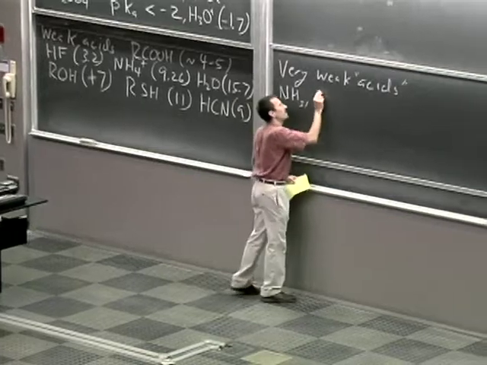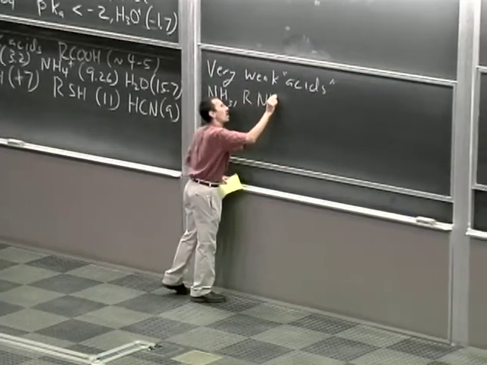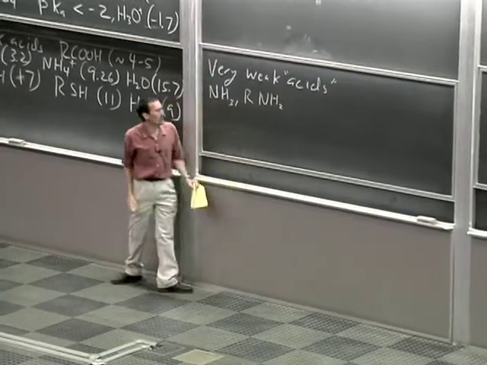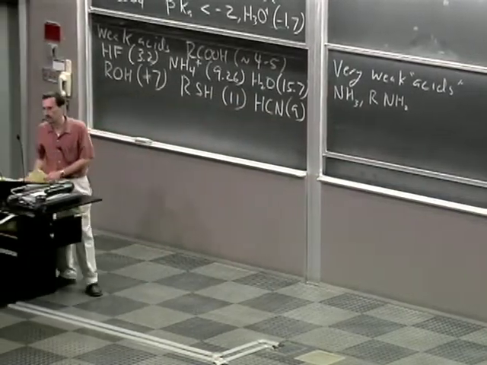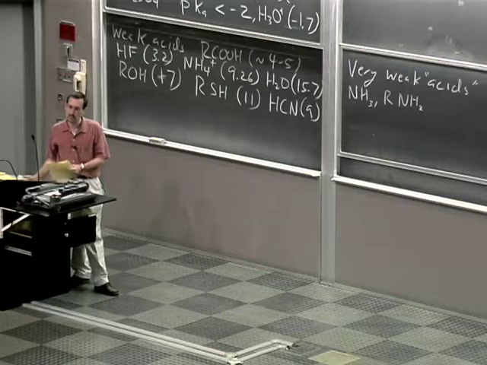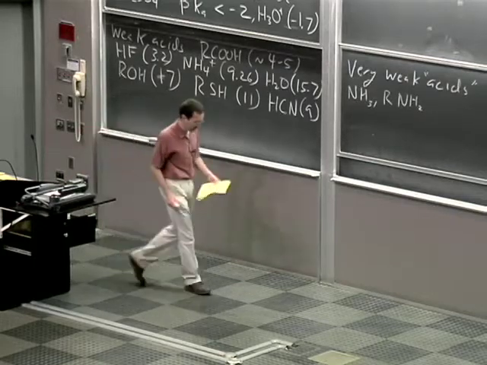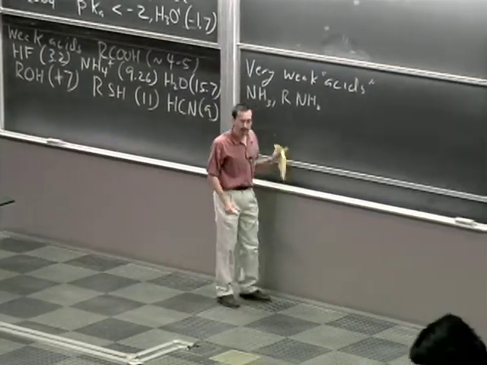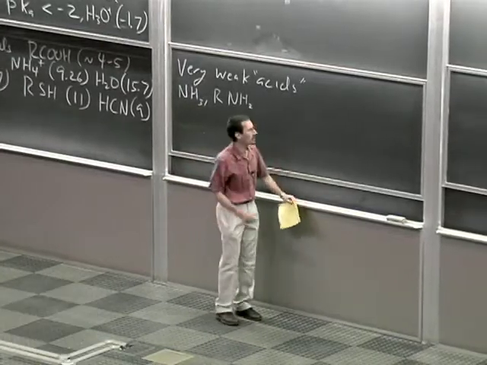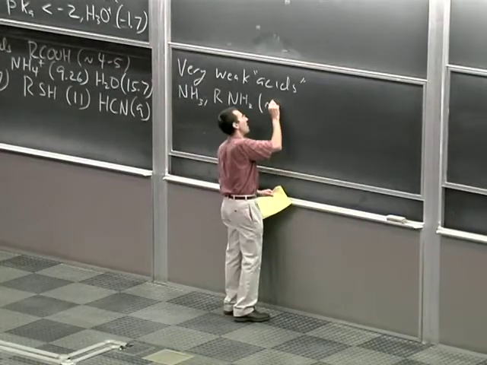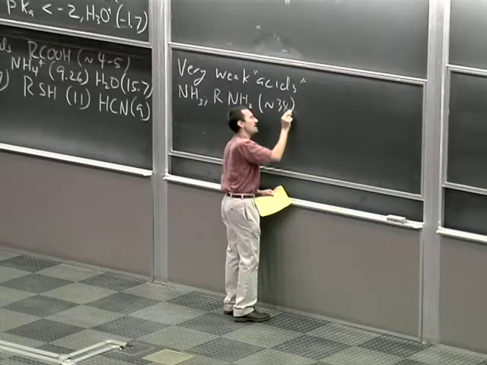So I'm going to put next to ammonia RNH2. That's what we call a primary amine. If you want to be complete, you could also put R2NH. That's what's called a secondary amine. The pKa of ammonia and of primary and secondary amines is about 38.